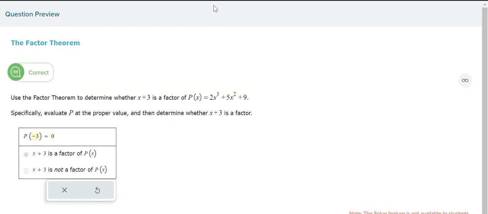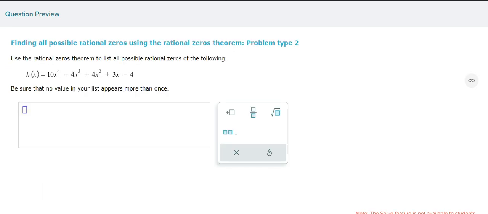Okay, moving forward, let's do another one. Number 15 is finding all possible rational zeros using the rational zeros theorem. So maybe we need to remind ourselves of what that theorem is. So go ahead, write down this h of x, and I'll meet you at the whiteboard.